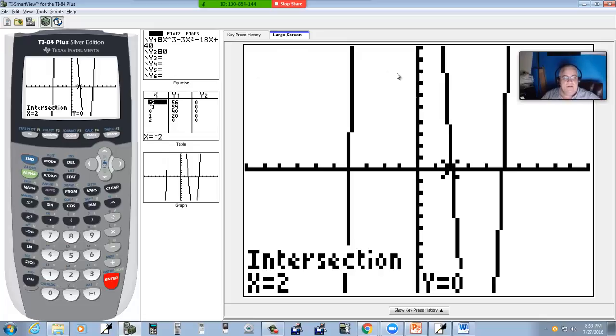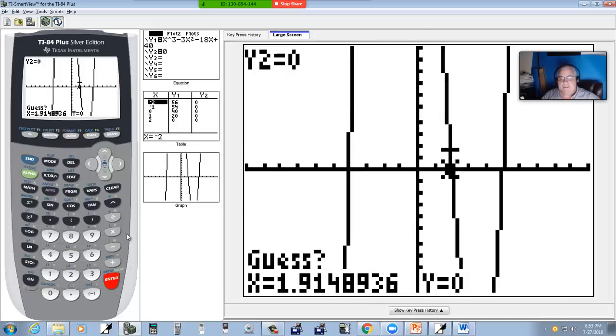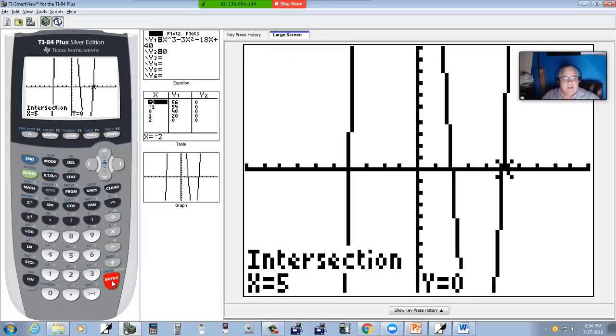We got another one. It's like 5. If I do second trace, choose 5 for intersect, enter on first curve, enter on second curve. There's a third way you can do the guess. You can input a value close to it, you can input what you think the answer is, or you can use your arrow keys. Notice my flashing cursor is right here. I can use my right arrow key to move my cursor close to the one I'm trying to find. Once it's over close to it, then you can press enter on that. And it comes back and tells us that our answer is x equals 5. So that's our third answer.